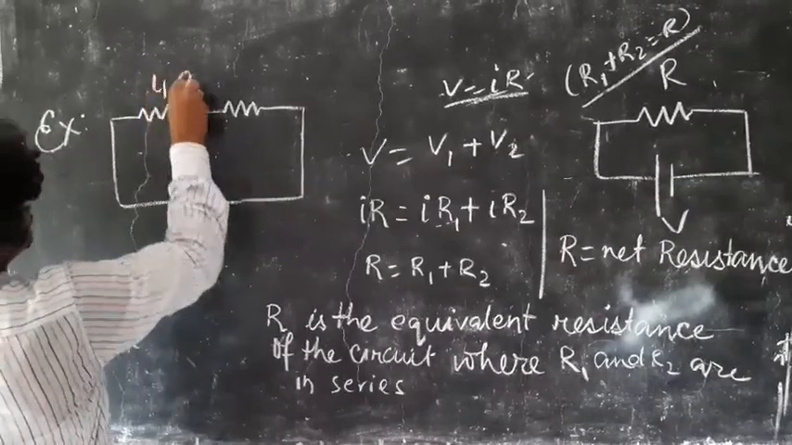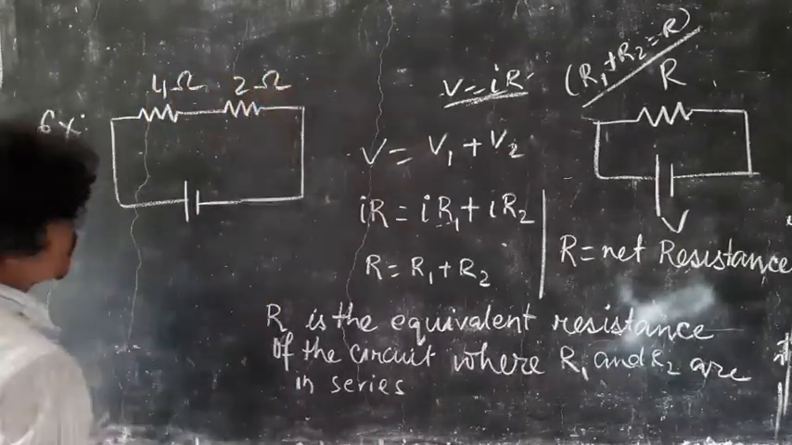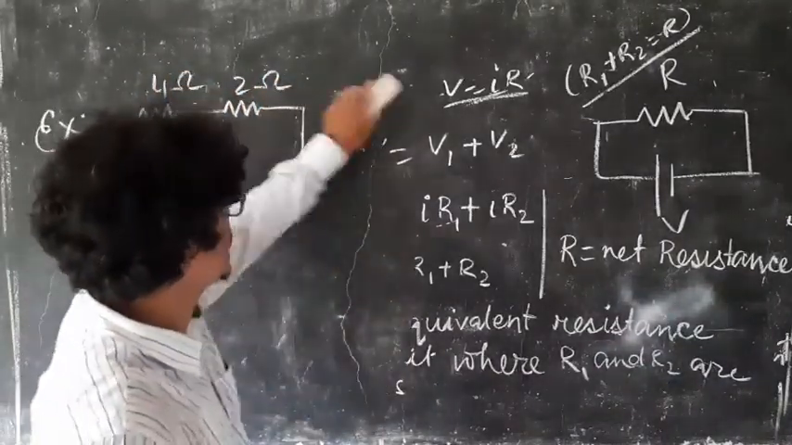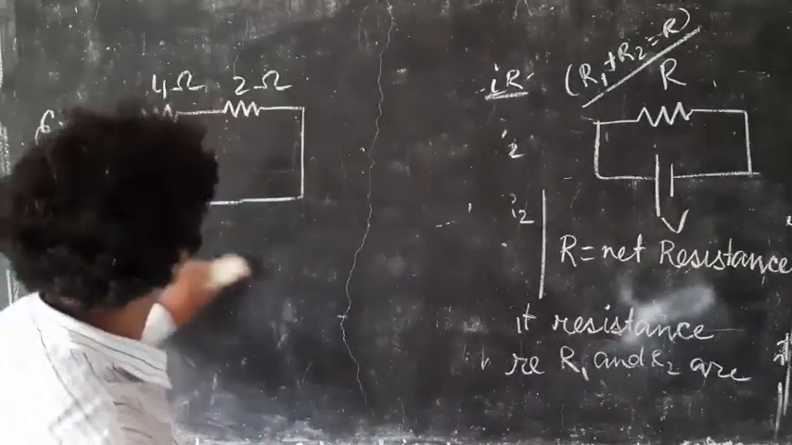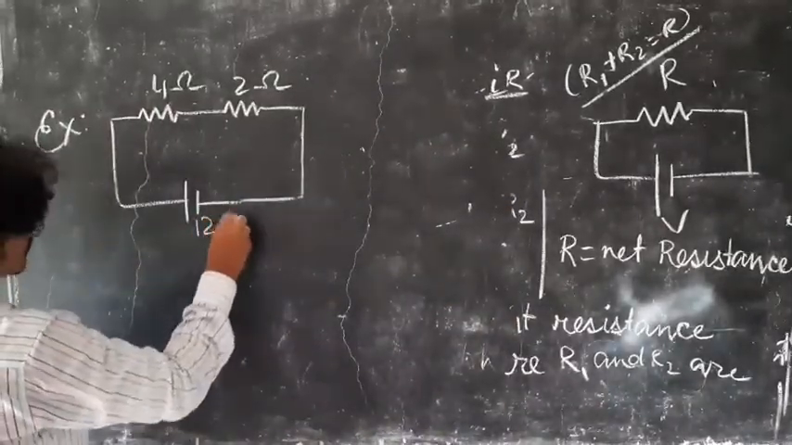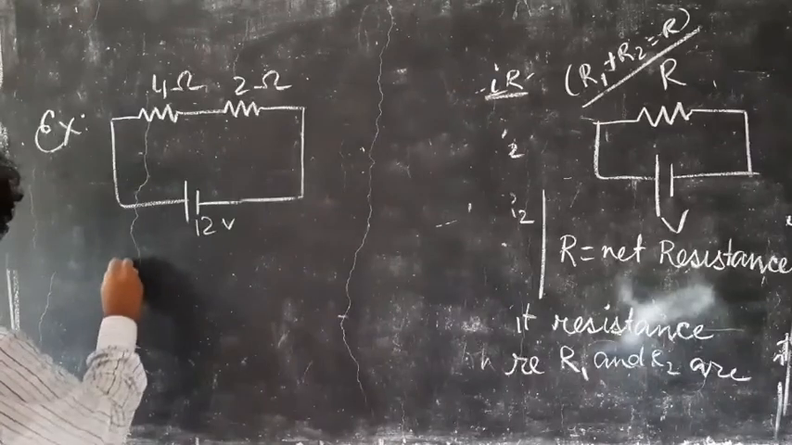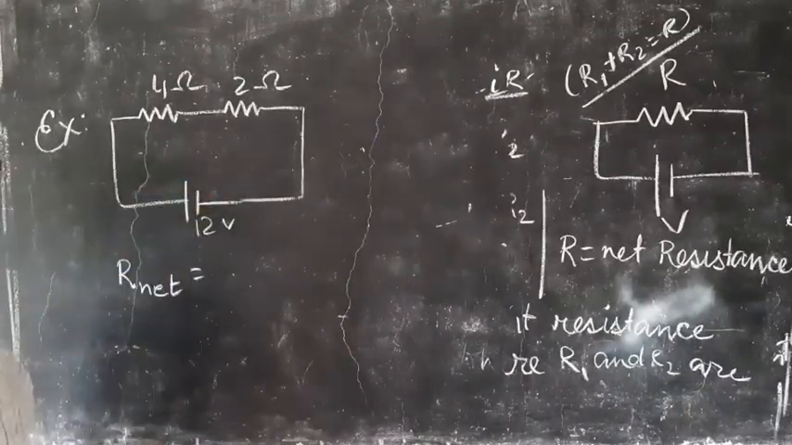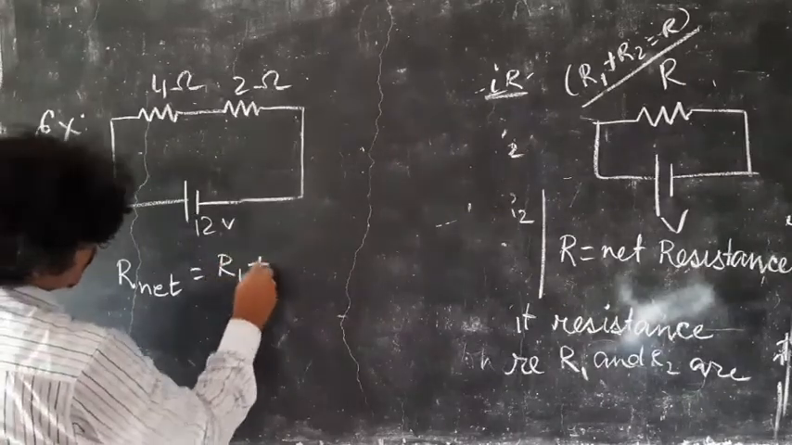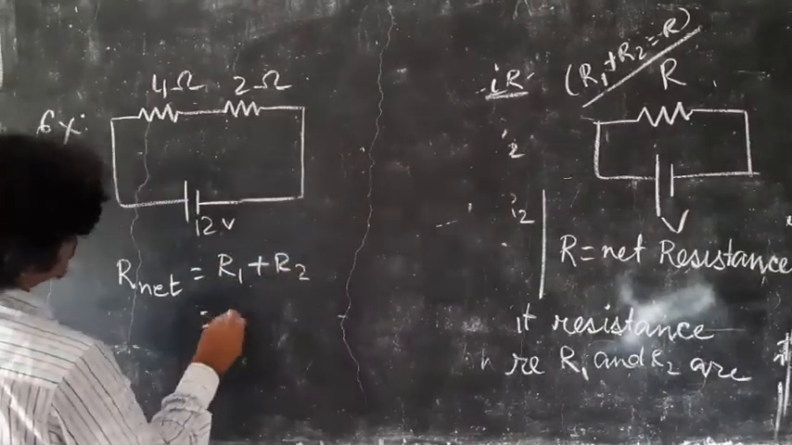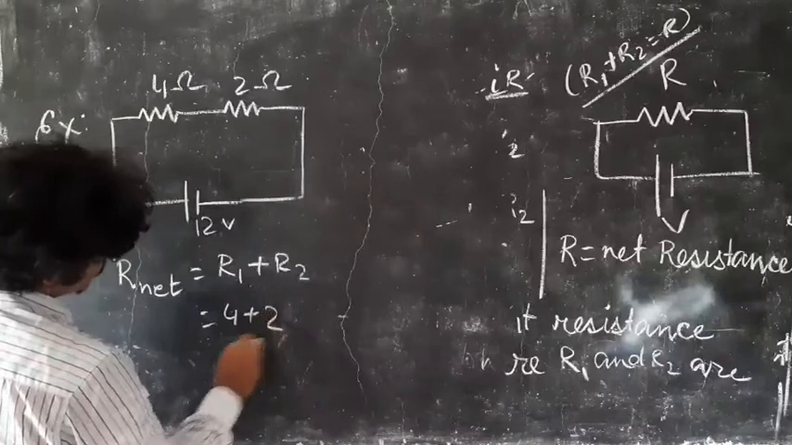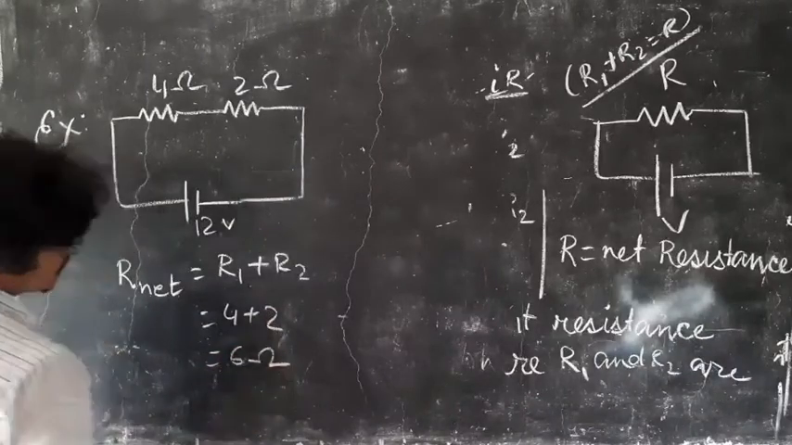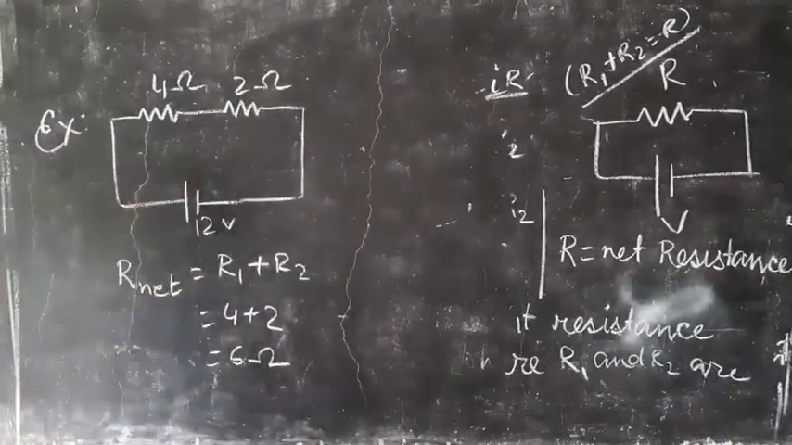Let us say this is 4 ohm, this is 2 ohm. Then we want to find the net resistance or equivalent resistance of the circuit. Let us say this is 12 volt. So R equivalent or net resistance of the circuit will be R1 plus R2. So here we can write 4 plus 2, that is 6 ohm. So net resistance is 6 ohm.